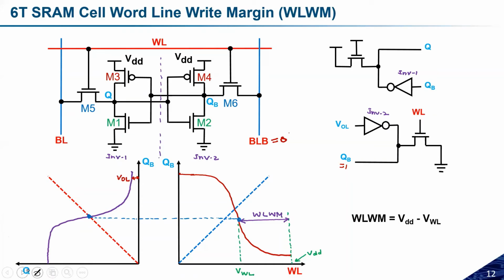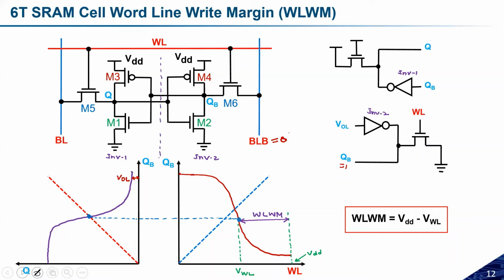So the word line write margin is nothing but VDD minus VWL, and that is what we call the word line noise margin. So this is another parameter to calculate the write noise margin. So is there any doubt on this graph? Anyone? How we can calculate it? So this is some important thing.